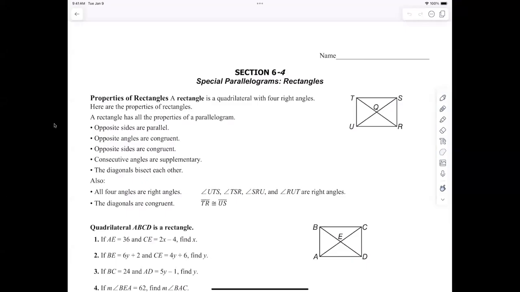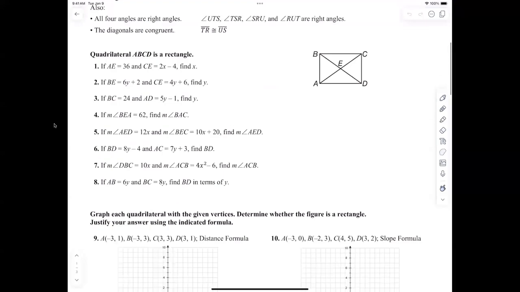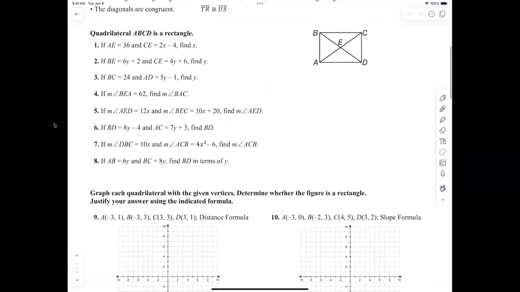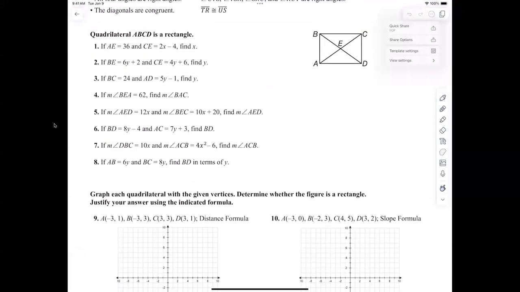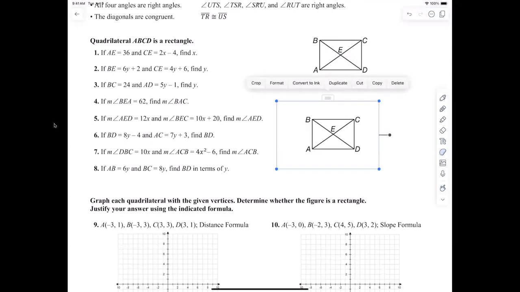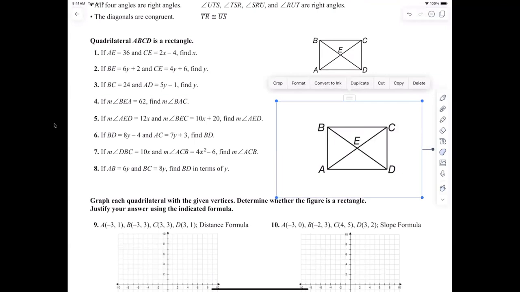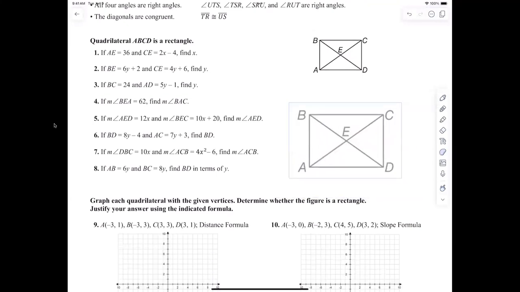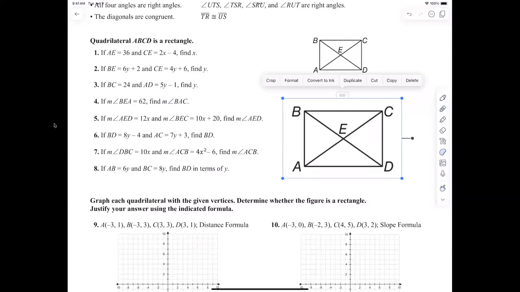All right, we have a special request for number 8. So again, for those of you who are having trouble, all right, here we go. I think it's good to mark what they give you. All right, we know that from A to B is 6y.